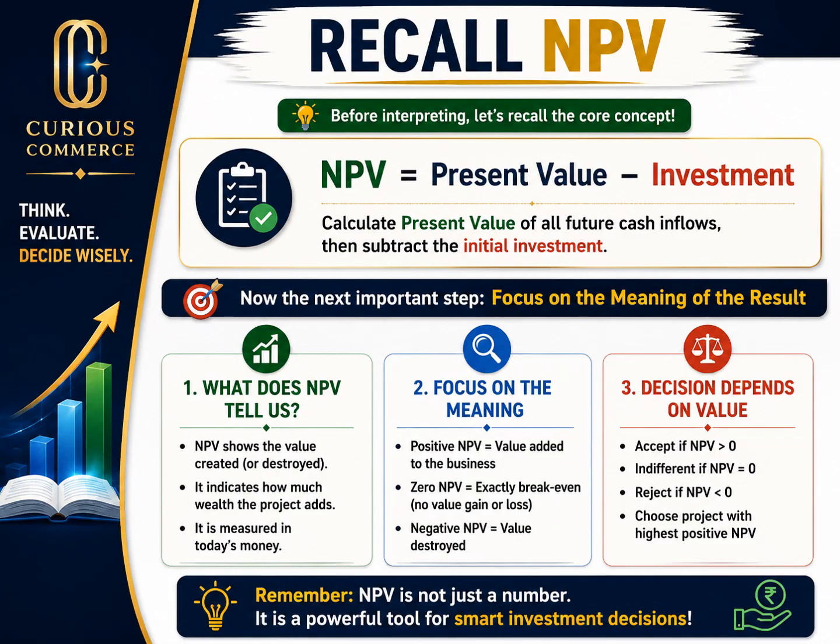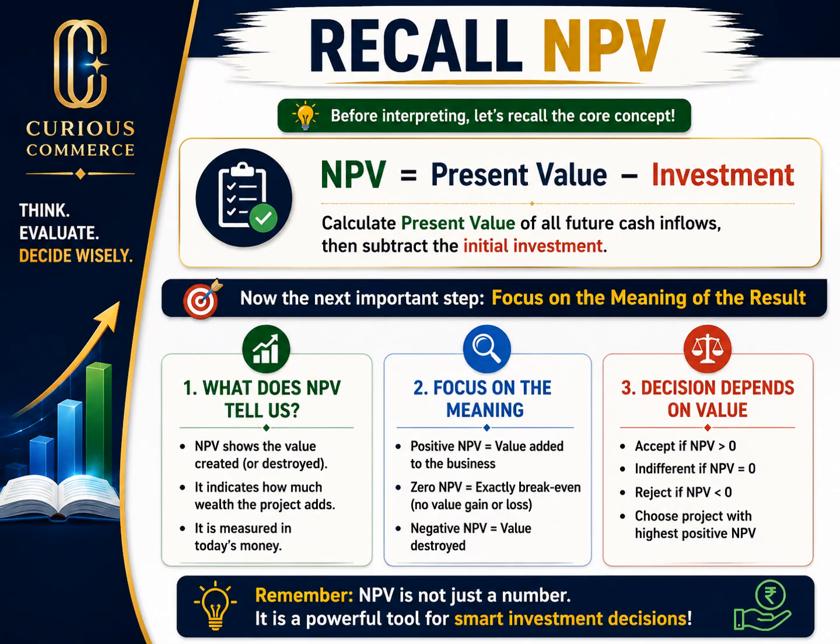So we have three basic situations. NPV is greater than 0. The second situation is NPV is equal to 0. And the last situation is NPV is less than 0. These three results lead us to three different decision interpretations.